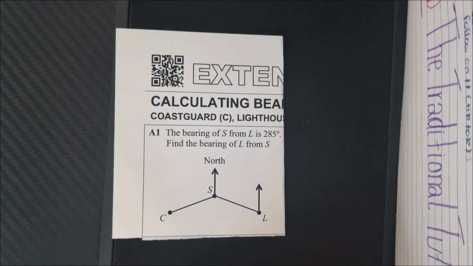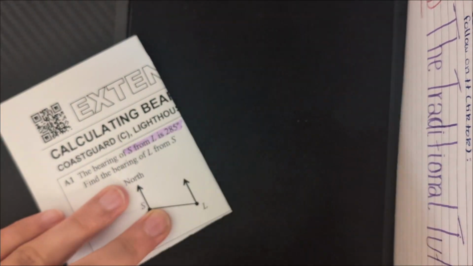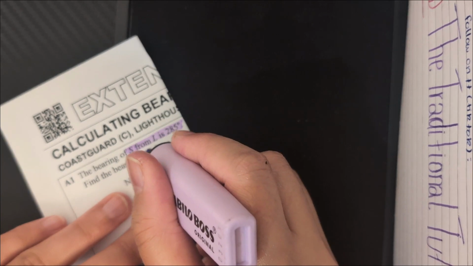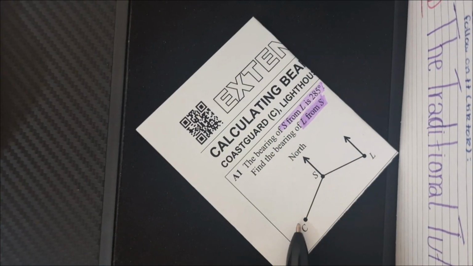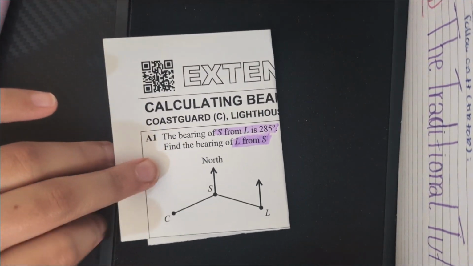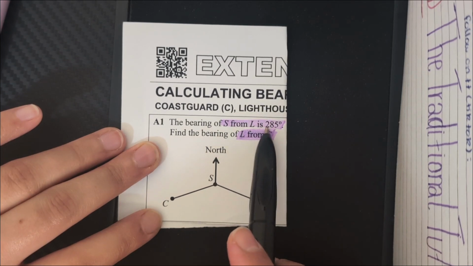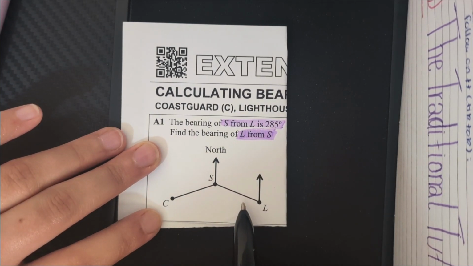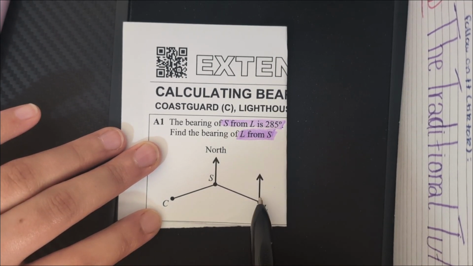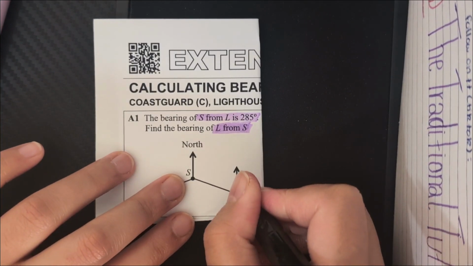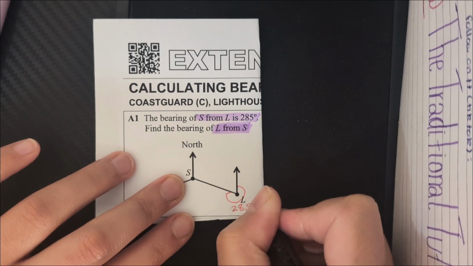So let's again use my trusty highlighter to highlight my key information. The bearing of S from L is 285 degrees, and I need to work out the bearing of L from S. Now I can see on my diagram I've not actually got any angles drawn. But I've been given this information, so I can include it on my diagram. So the bearing of S from L is 285 degrees. That means it's this outside angle here. That's got to be 285 degrees.